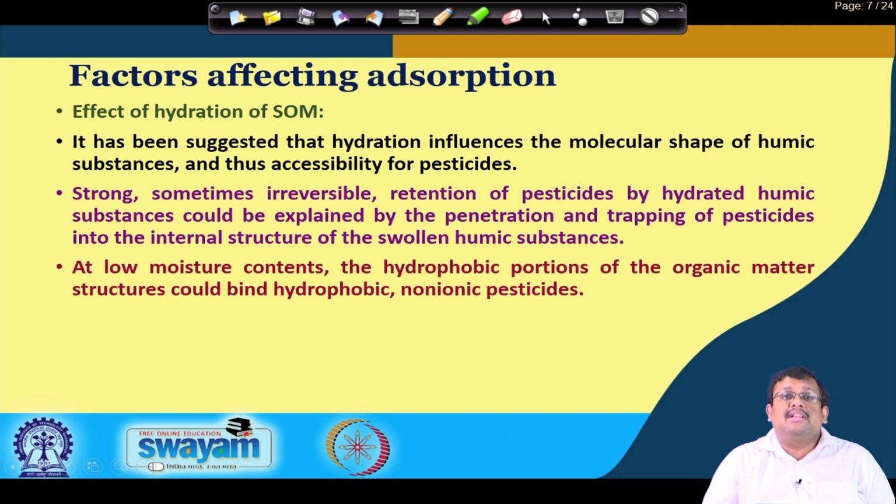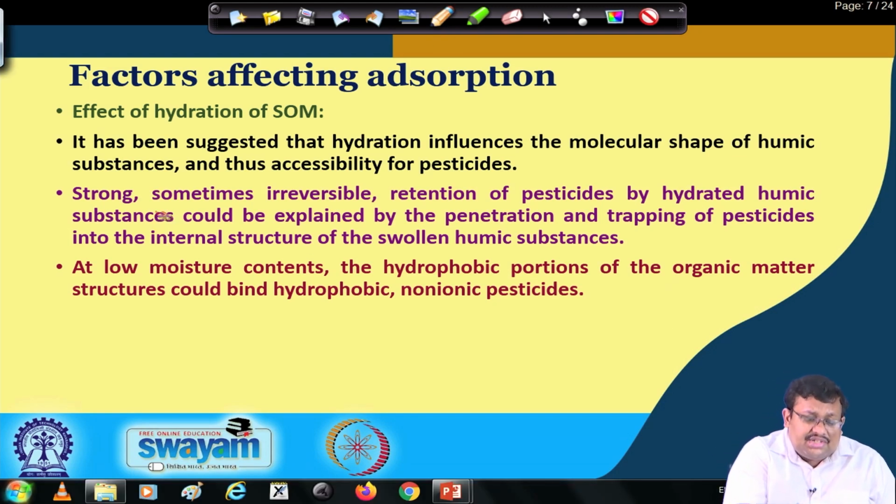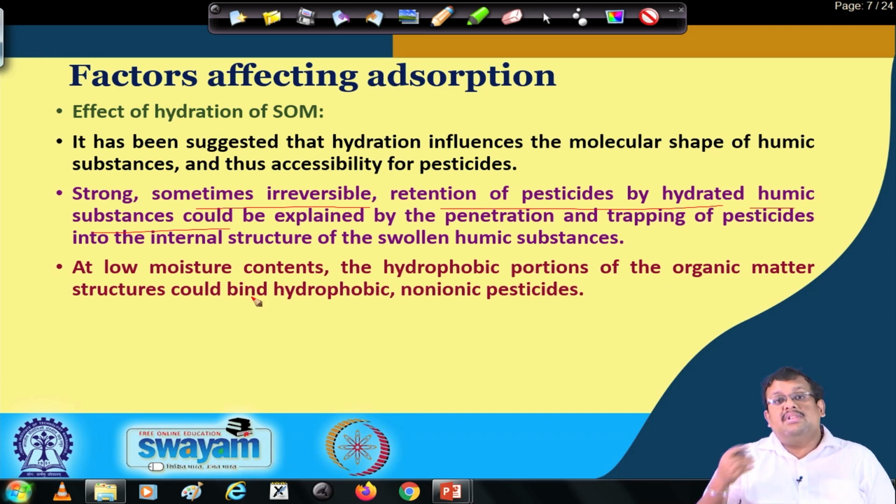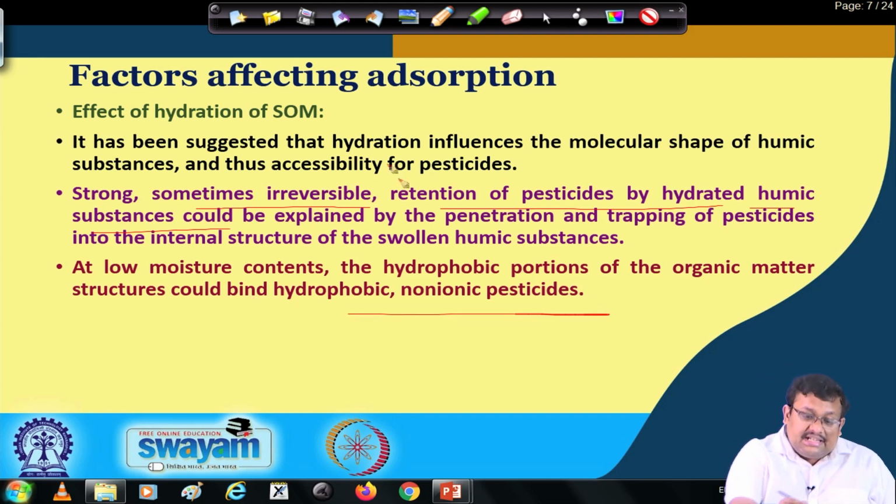Now, the effect of hydration of soil organic matter. It has been suggested that hydration influences the molecular shape of humic substances and thus the accessibility of the pesticide. Now, remember that strong, sometimes irreversible retention of pesticide by hydrated humic substance could be explained by the penetration and trapping of the pesticides into the internal structure of the soil humic substances. So, sometimes these toxic pesticides penetrate into the structure of the organic matter and get trapped there, and as a result the process is irreversible, they cannot come out. At low moisture content, the hydrophobic portion of the organic matter structures could bind hydrophobic non-ionic pesticides. We have already seen this before.